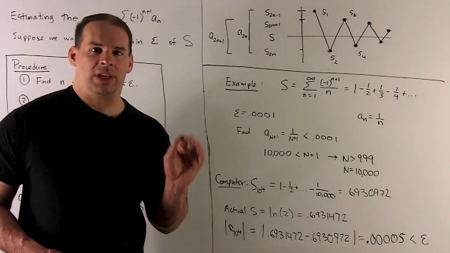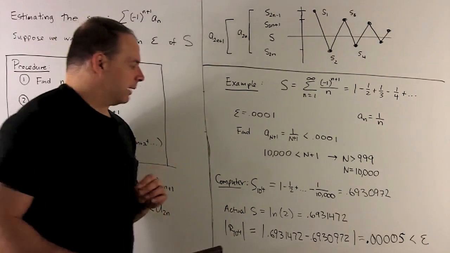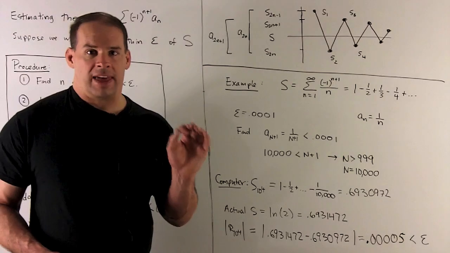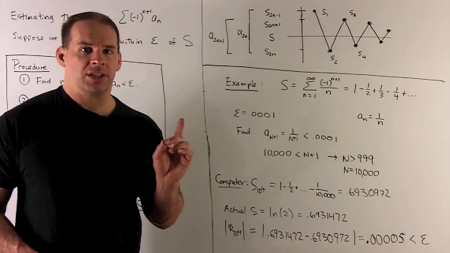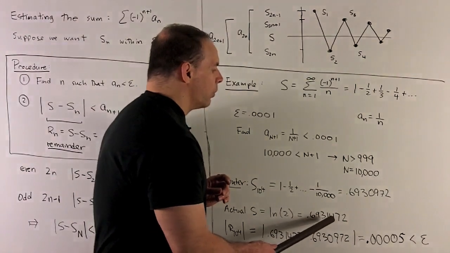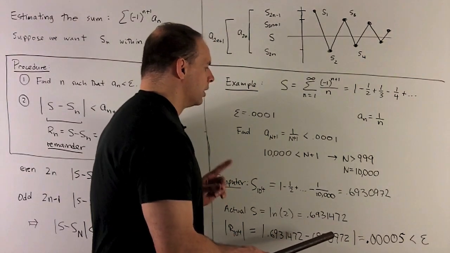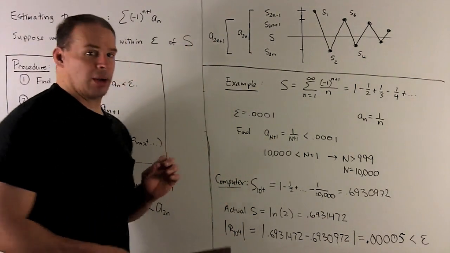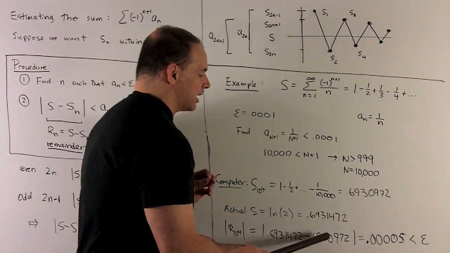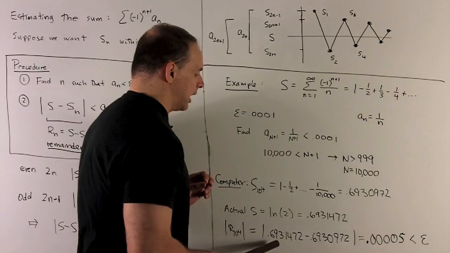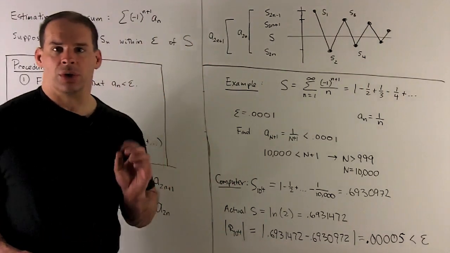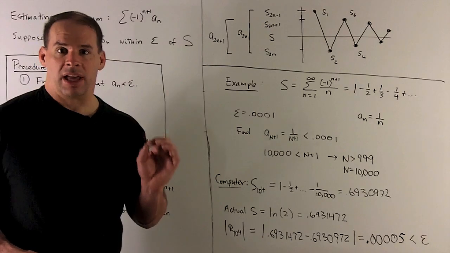Now, in this case, we can get the actual sum. That's going to be natural log of 2. We'll see later on how to get that. So in this case, we'll go to our calculator. We'll have the actual sum is 0.6931472. So if I take the absolute value of the remainder when n equals 10,000, we're going to get s minus s sub 10,000. That's our absolute value of the remainder. And then I'm going to get 0.00005. And that's definitely less than our epsilon.